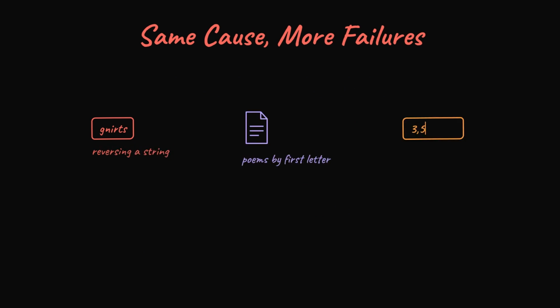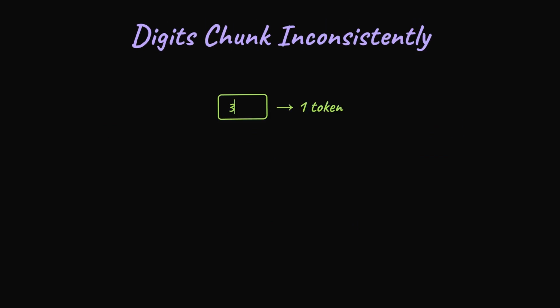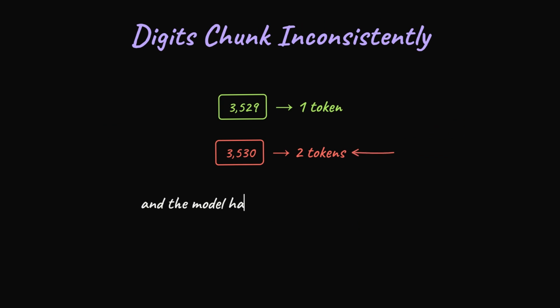Same reason models struggle to reverse a string, or write poems where every line starts with a specific letter, or do arithmetic on long numbers. Digits get chunked in inconsistent ways, so the number 3,529 might be 1 token, while 3,530 is 2, and the model has to do math across that mess. These aren't intelligence failures, they're plumbing failures.